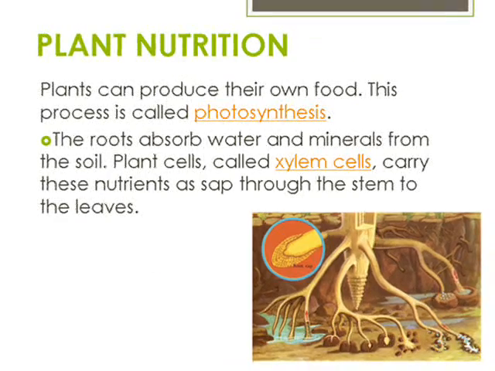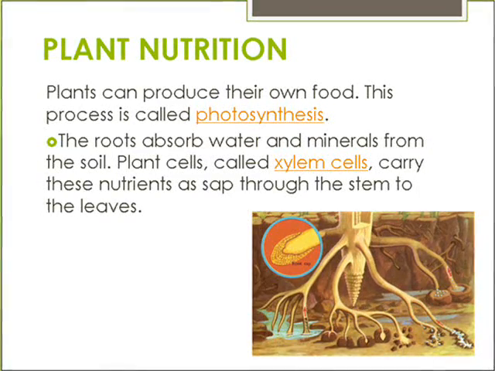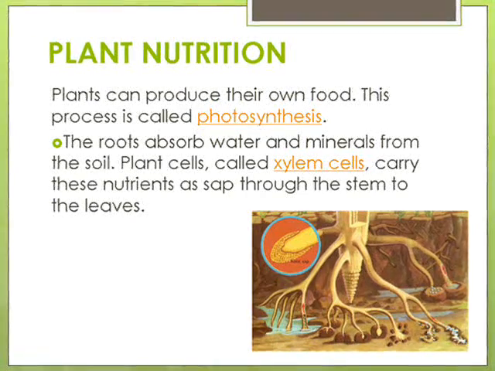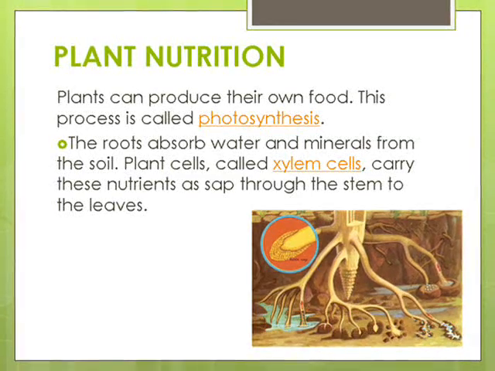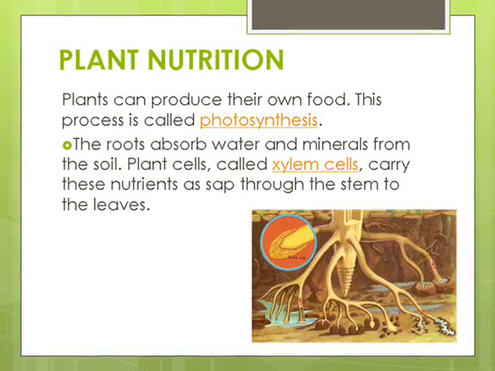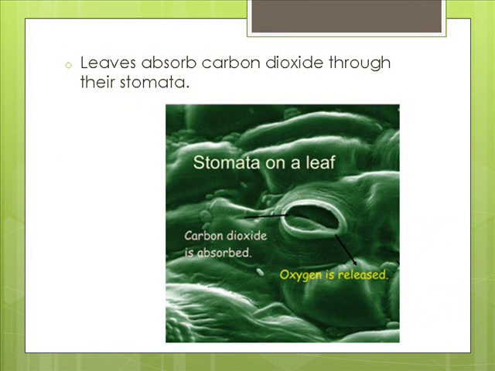Plant nutrition. Plants can produce their own food. This process is called photosynthesis. The roots absorb water and minerals from the soil. Plant cells, called xylem cells, carry these nutrients as sap through the stem to the leaves. Leaves absorb carbon dioxide through their stomata. Carbon dioxide is absorbed and oxygen is released.